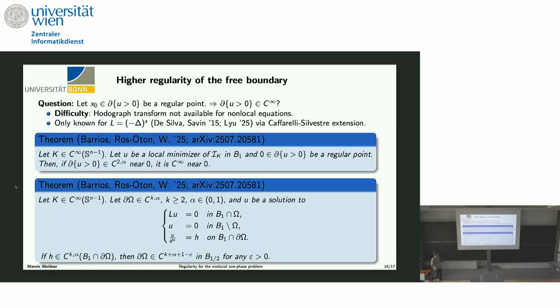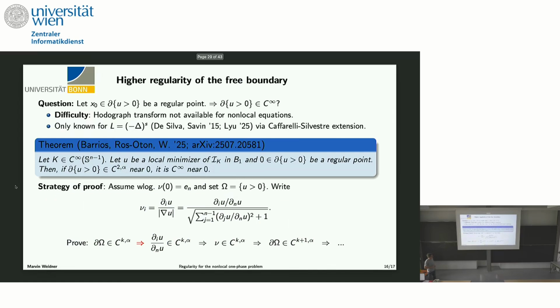Okay, so what is the idea of the proof? I want to just mention a few keywords and then I will finish. The idea that we're using, as I said before, is that we cannot use the hodograph transform. So what we're doing is we are investigating similar to what De Silva and Savin did in the thin case, but we do it in a completely non-local framework. We are using the observation that because the domain Ω that we're dealing with is the positivity set of our solution, we can characterize the normal vector as the quotient of two partial derivatives. And then the idea is, if we start with the C^{k,α} domain, if we can show that the normal vector is also C^{k,α}, then it would imply that the domain is actually better, and then one could bootstrap.